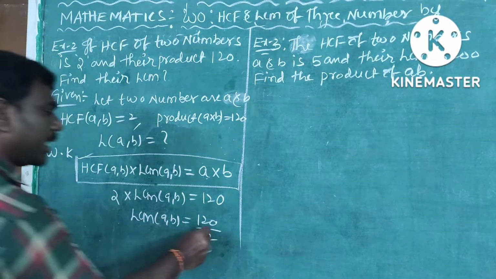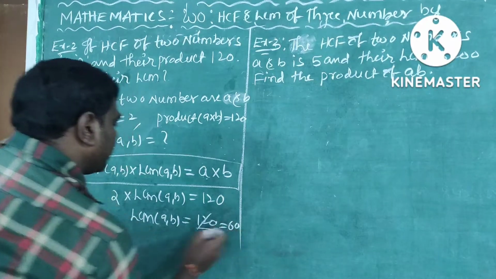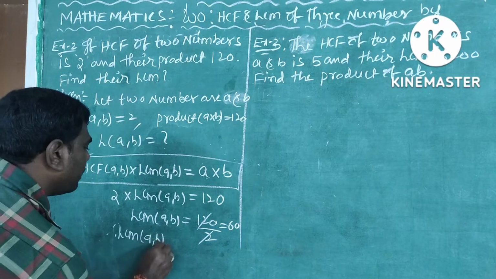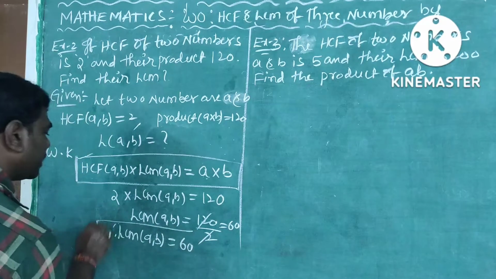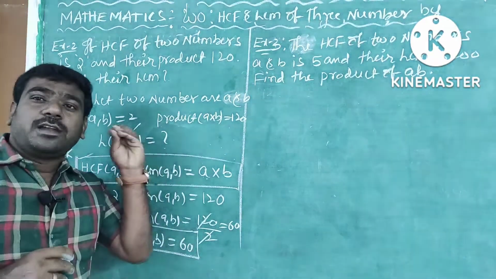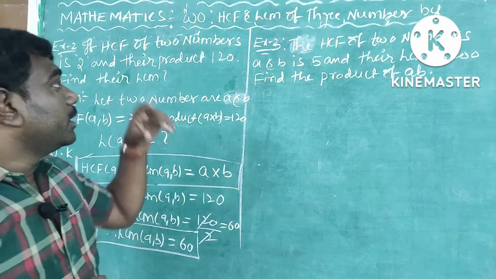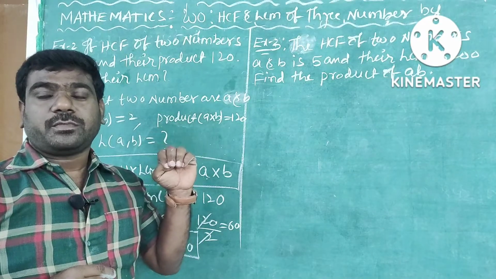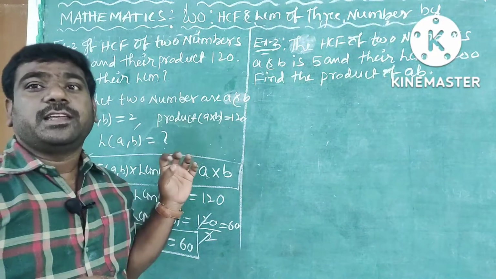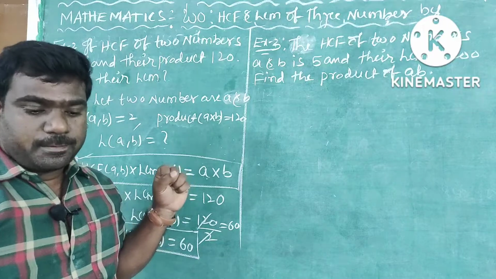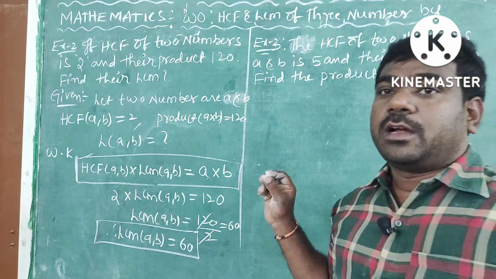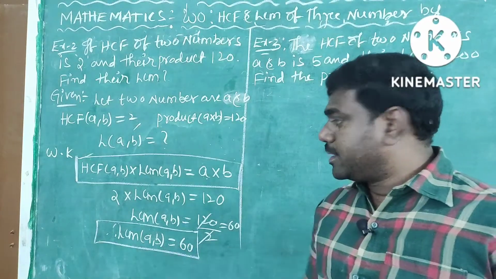120 by 2. Now cancelling, we are going to get 60. Therefore, LCM of two numbers A comma B is equal to 60. This is the answer. Understand how to find it here. Just understand the question, because in the question only the answer will be there. If you analyze the question, we can write it very easily. Understand? Okay, please thoroughly practice the questions.